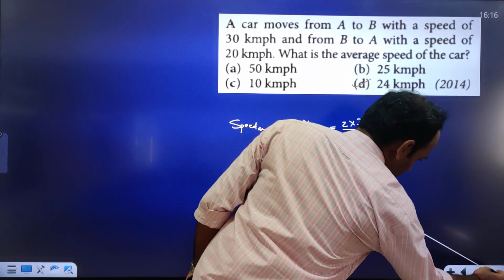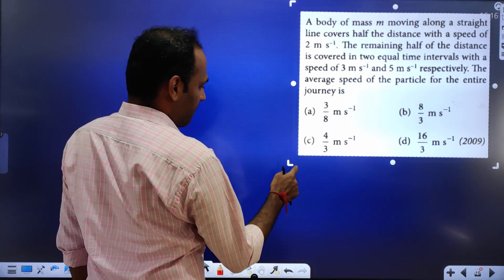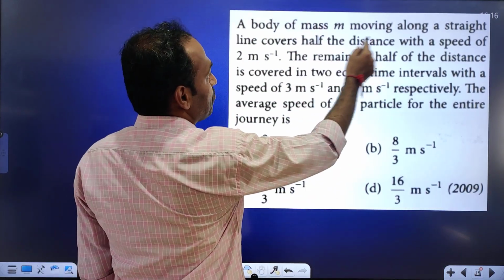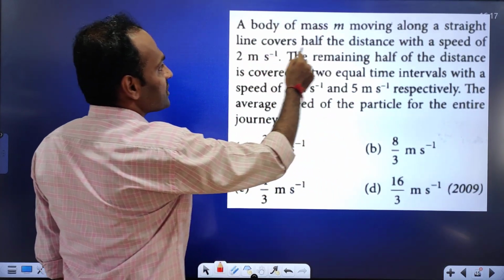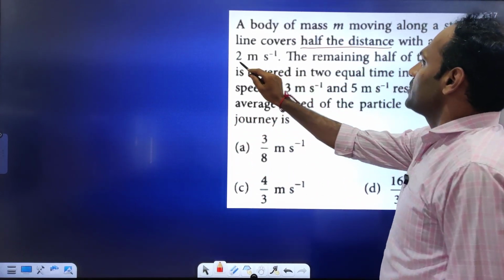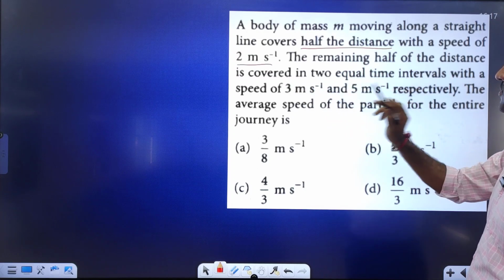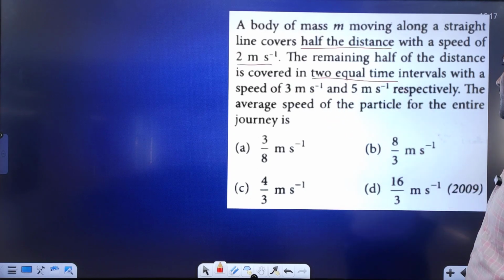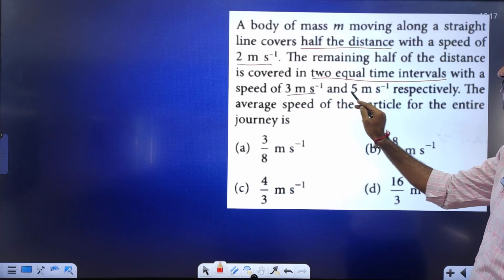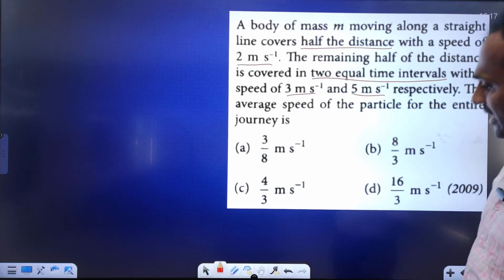Okay, we'll go to the next question then. So this is from KCET 2009. A body of mass m moving along a straight line covers half the distance with a speed of 2 meter per second. The remaining half of the distance is covered in 2 equal time intervals with a speed of 3 meter per second and 5 meter per second respectively. The average speed of the particle for the entire journey.